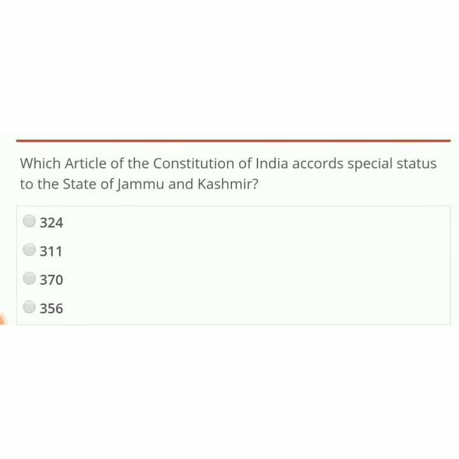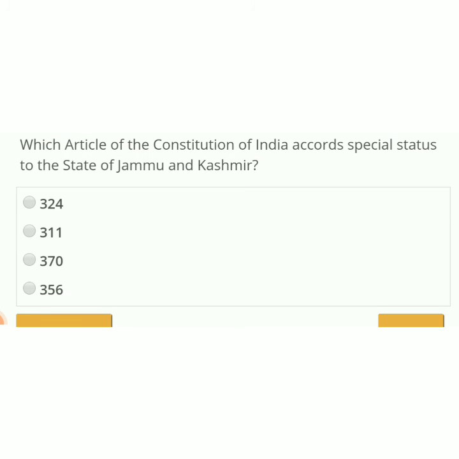Next question. Which article of the Constitution of India accords special status to the state of Jammu and Kashmir? Article 324, Article 311, Article 370, or Article 356?